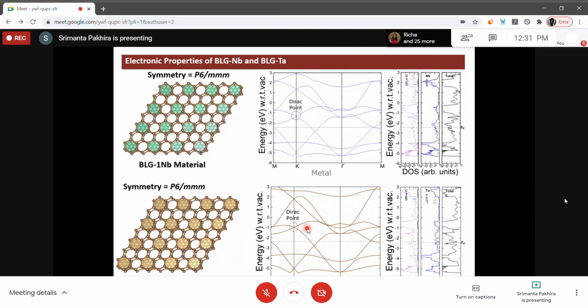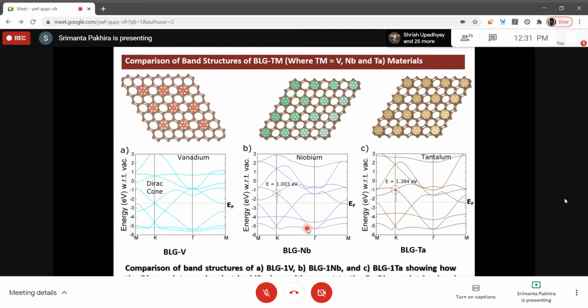Okay. So then what is the reason? What is the reason behind that? People will ask, reviewers will ask, why you didn't see it? So basically it is my comparison. Okay, look at that Dirac cone.